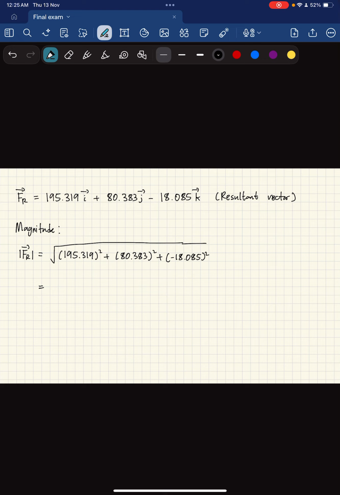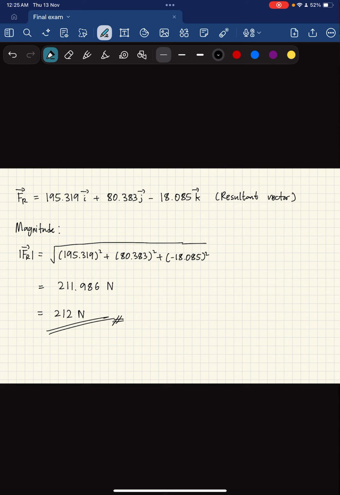Okay, so your resultant or your magnitude would be 211.986 newtons. If we take it to three significant figures, it would just become 212 newtons. So that's your first part of the answer done.